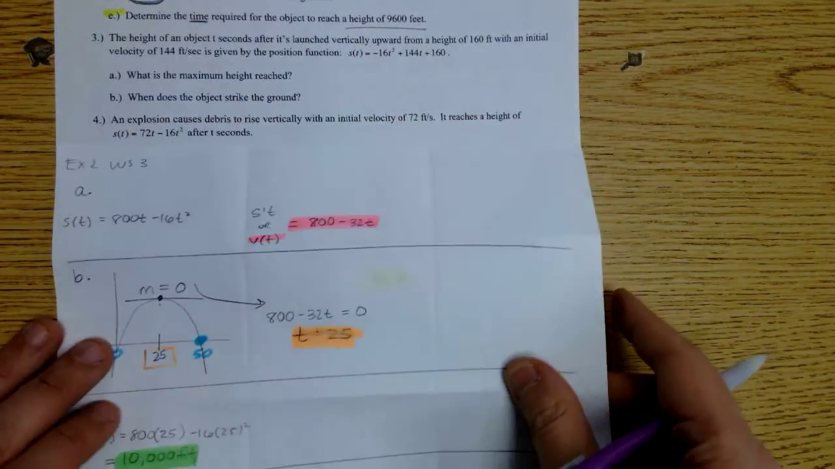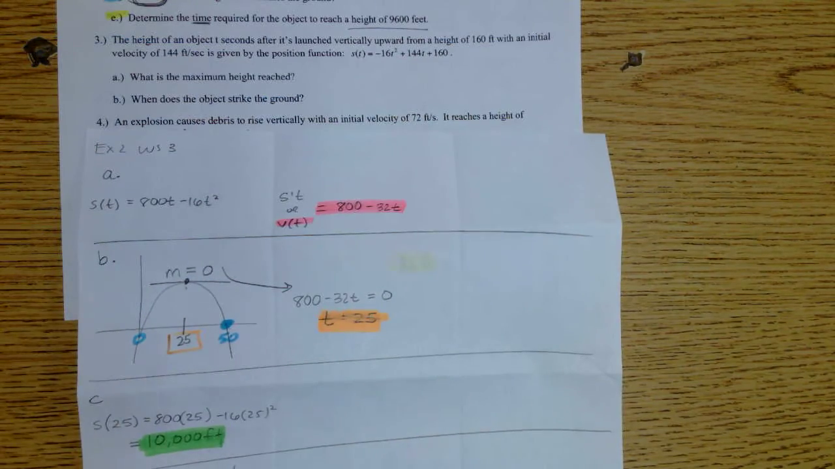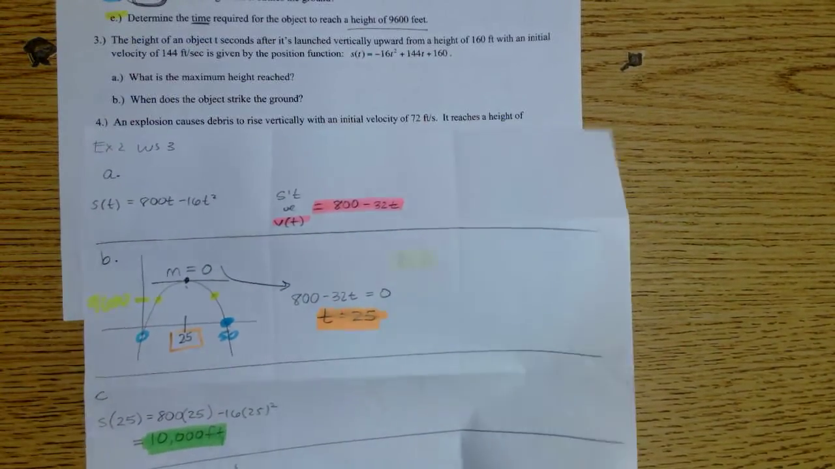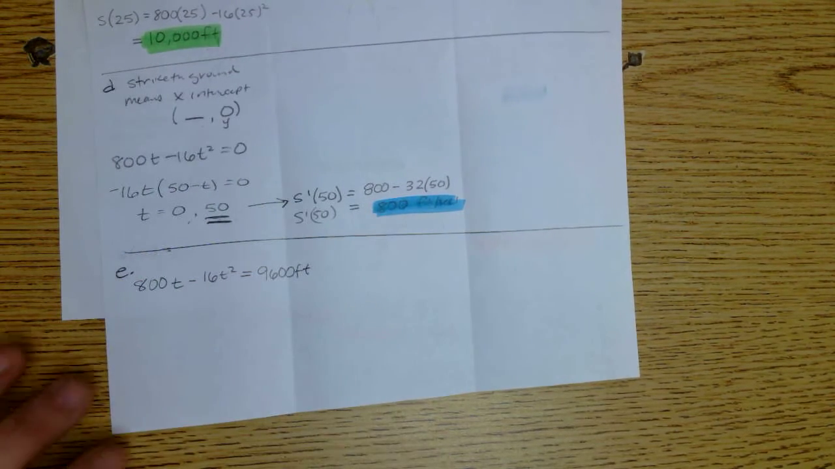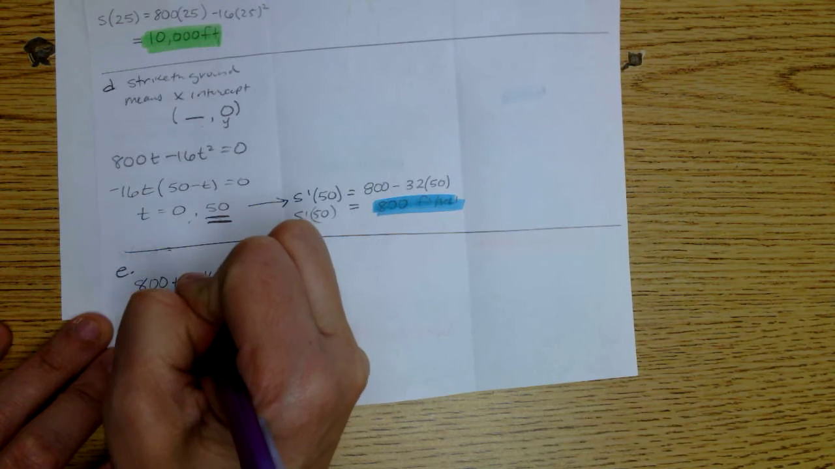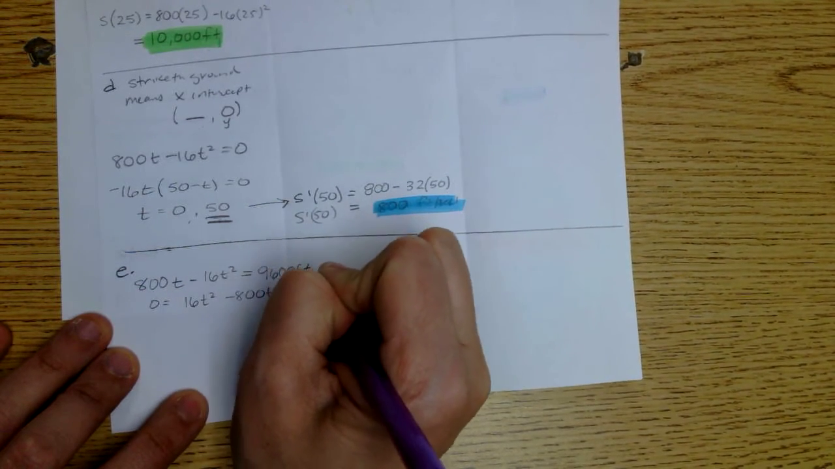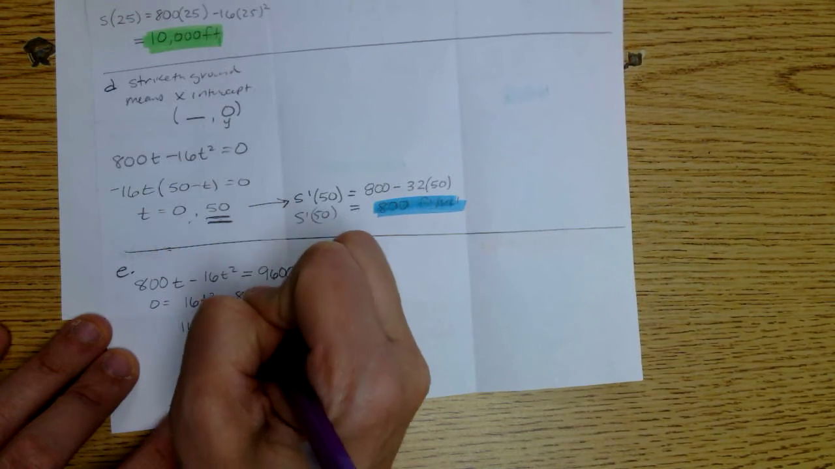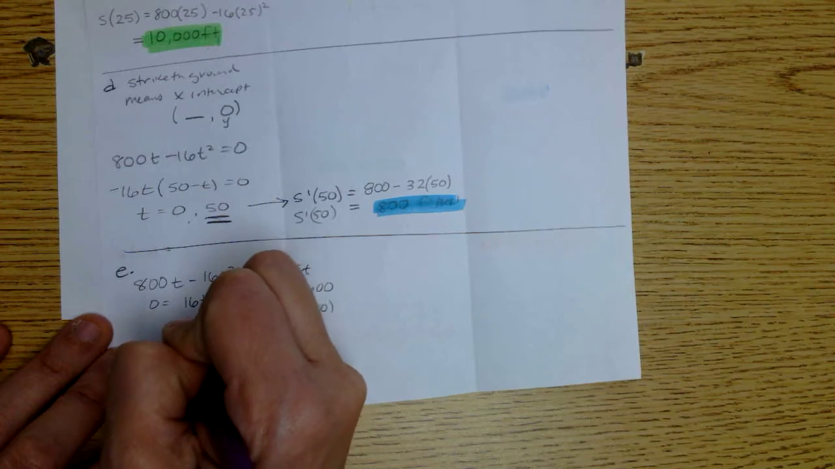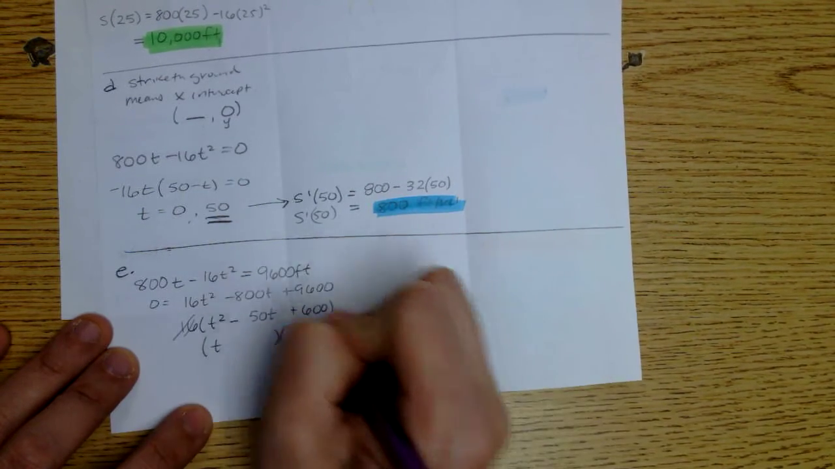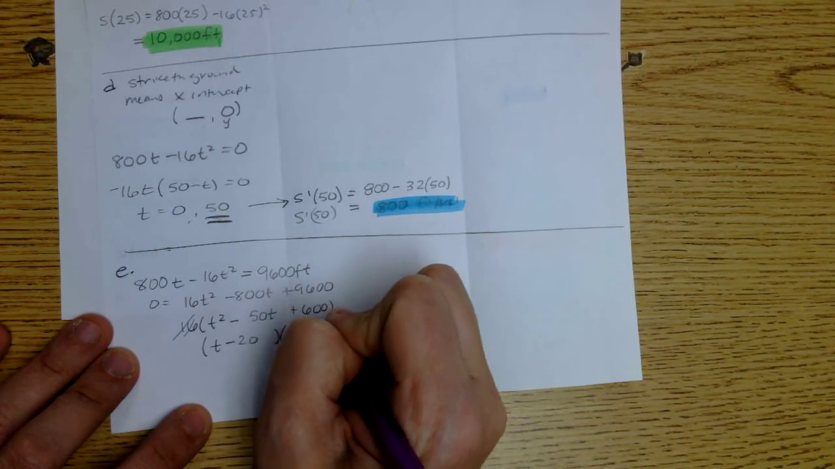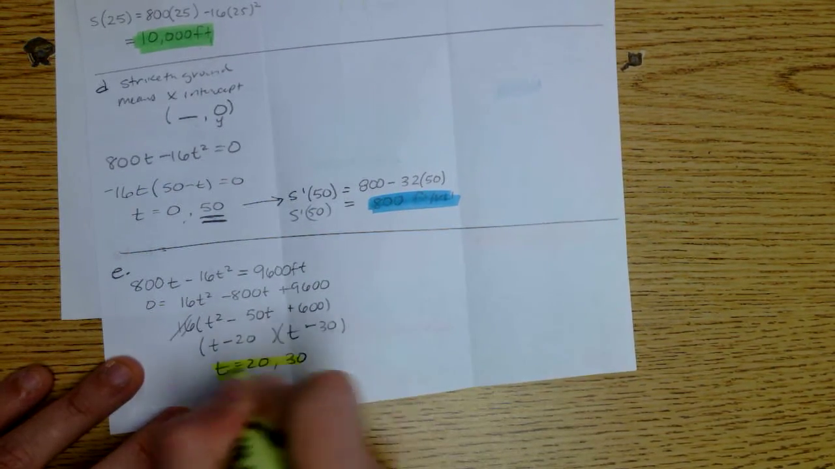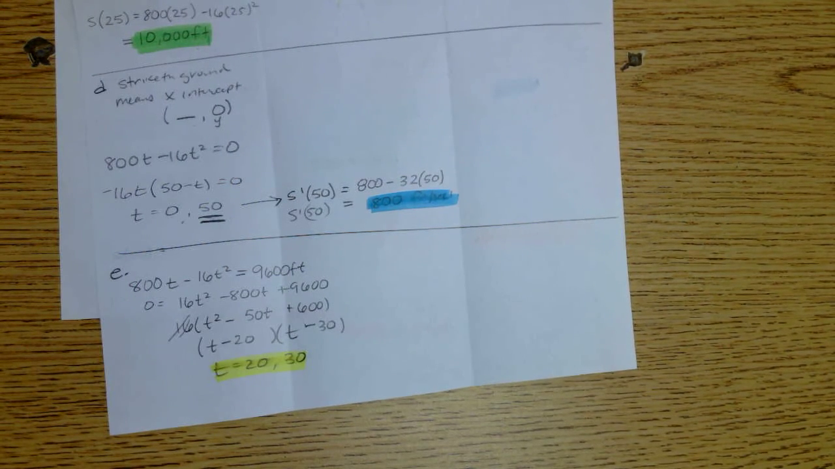Okay. Now, as a refresher, if we're looking at the graph that we have here, we're saying that this is 9,600 feet here and here. So we are setting the function equal to that to solve. This is a quadratic. It can all go on one side. So 16t squared minus 800t plus 9,600. Take out the 16: t squared minus 50t plus 600. The 16 goes away because it's just a plain old number. And at 20 and 30 seconds, that is when the height is 9,600.